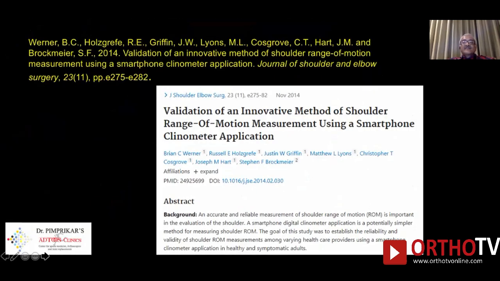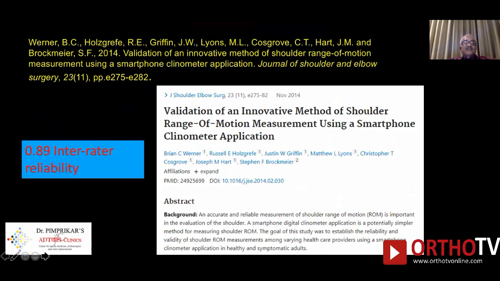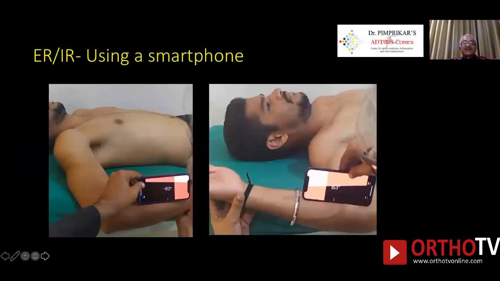Recent gadgets have given us a little more insight, and we can use smartphones to measure the shoulder joint movement. With smartphones, there has been high inter-rater reliability of about 0.89. By using a smartphone, one can have a calculated external rotation and internal rotation. If you go into the Measures app, you will find a level there, and you can know the internal rotation and external rotation at the shoulder joint.